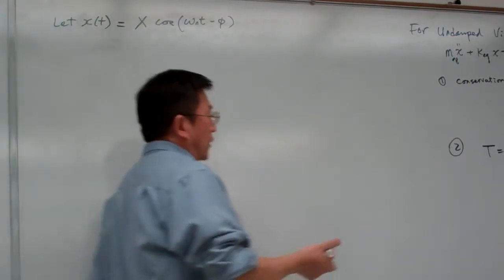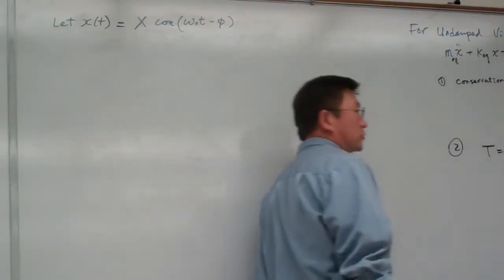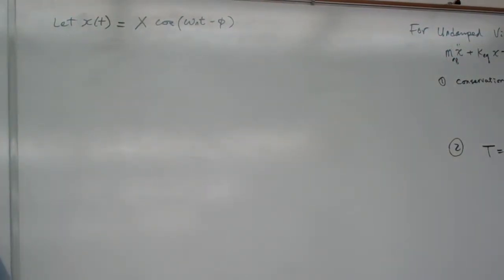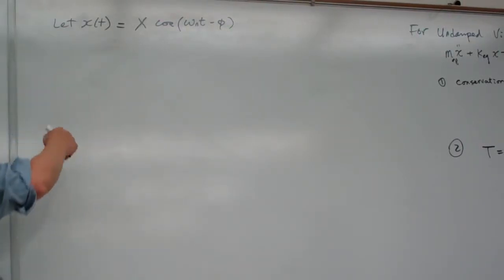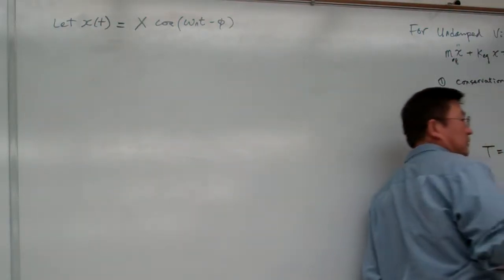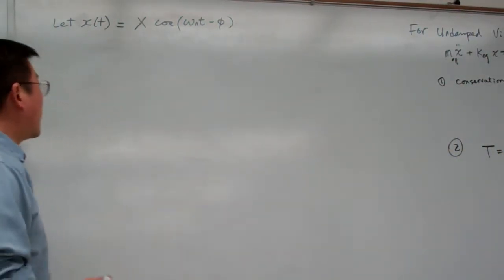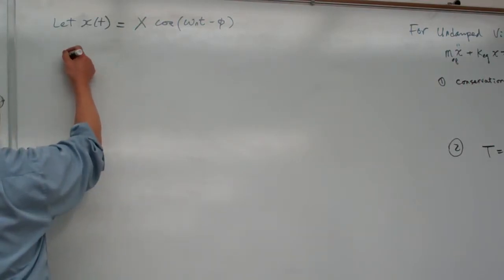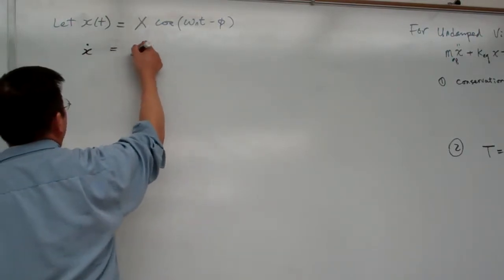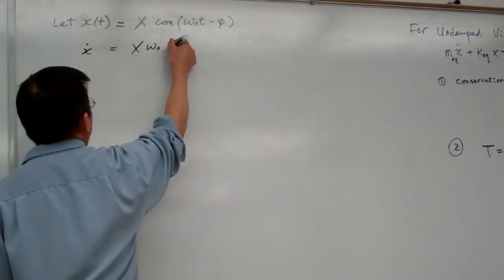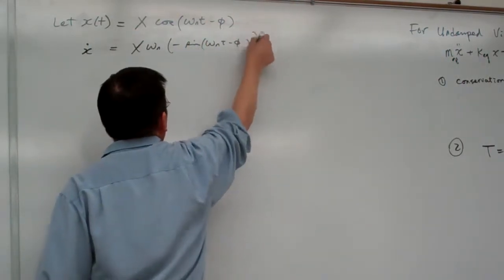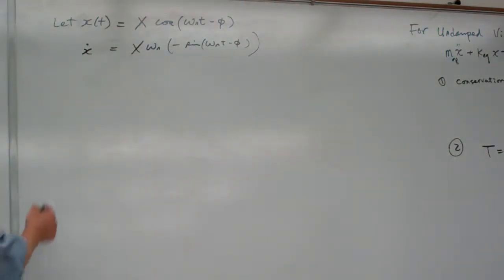And I'm going to show how to use this property to solve for omega n without deriving the equation of motion. Again, right now what I'm going to do is show you the applications of the two features here. The first one, you can see x dot. Let me take the derivative, and that is capital X omega n times minus sine of omega nt minus phi. Okay, so now we have this one.